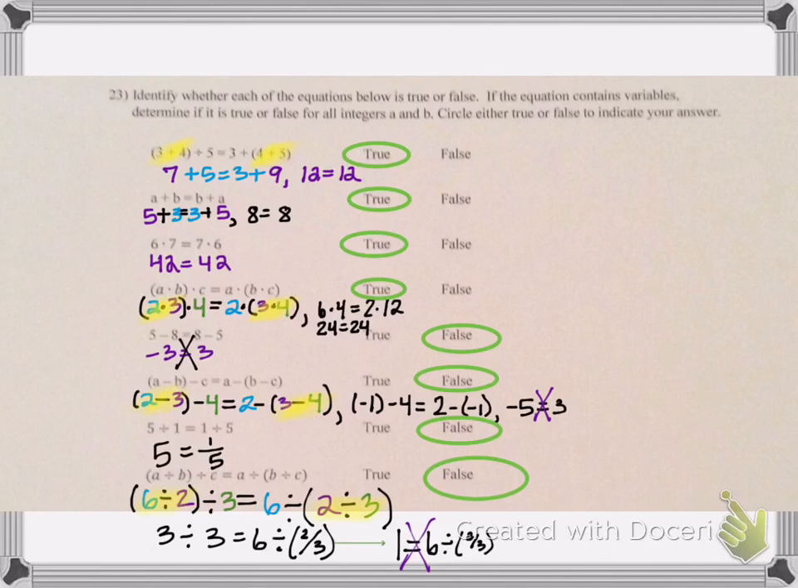Now, really quick, let's just go back up to the top where it said determine if it's true for all integers a and b. That just means that there might be some rare cases where these statements are true for certain values of A, B, C, but they have to be true for all values in order for us to choose true as our answer. Let's take this last one for example. Say I plugged in the number 1 for A, B, and C.